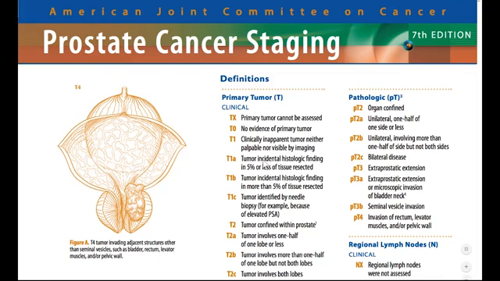T1A, tumor incidental histologic finding in 5% of tissue resected. T1B, tumor as an incidental histologic finding in more than 5%. So again, this depends on histology, not imaging. And then T1C, tumor is identified by needle biopsy, for example, because the PSA had been elevated. So all through here, the imaging doesn't play a role.